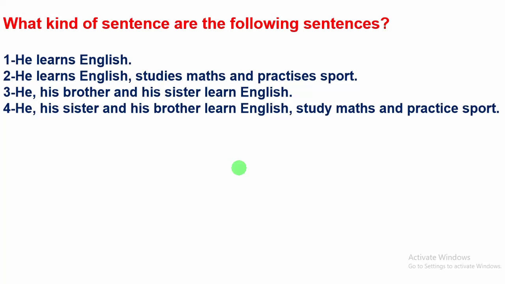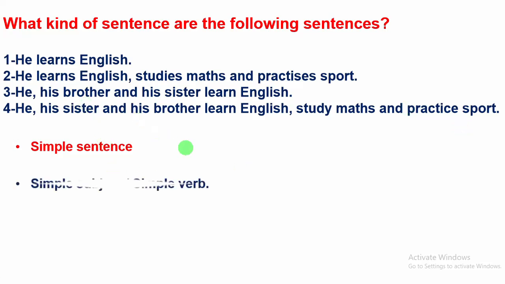What kind of sentence are the following sentences? He learns English. He learns English, studies math, and practices sport. He, his brother, and his sister learn English. He, his sister, and his brother learn English, study math, and practice sport. What kind of sentences are these? Are they a simple sentence, or a compound sentence, or a complex sentence, or a compound complex sentence? Let's see. All of them are classified as simple sentences.